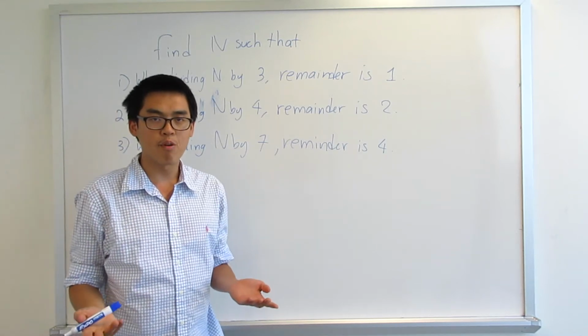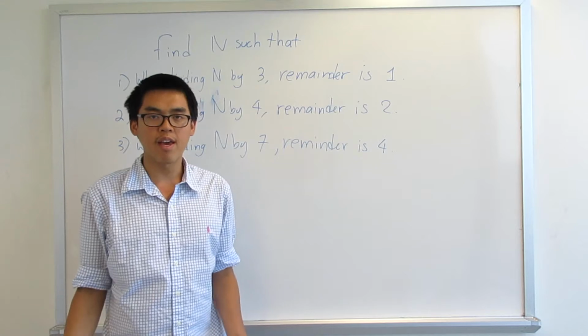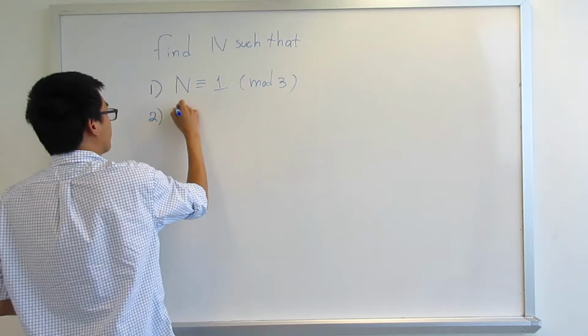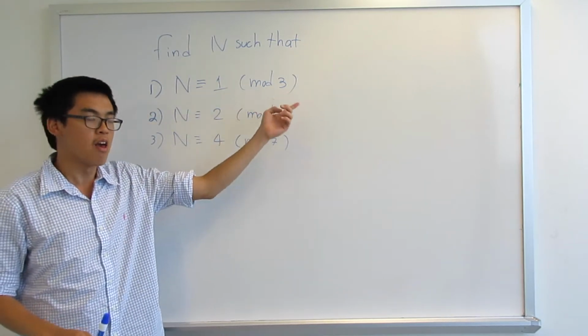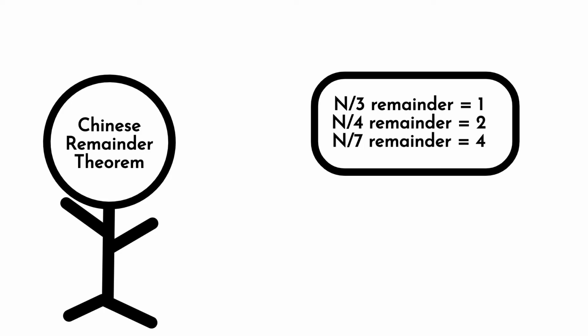Notation-wise, this question can be rephrased using modular arithmetic. If you don't know what modular arithmetic is, then it's okay. I'll mention it here once and I'll not use it again. It goes like n congruent to 1 mod 3, n congruent to 2 mod 4, and n congruent to 4 mod 7. So the theorem behind solving this problem is called the Chinese Remainder Theorem.